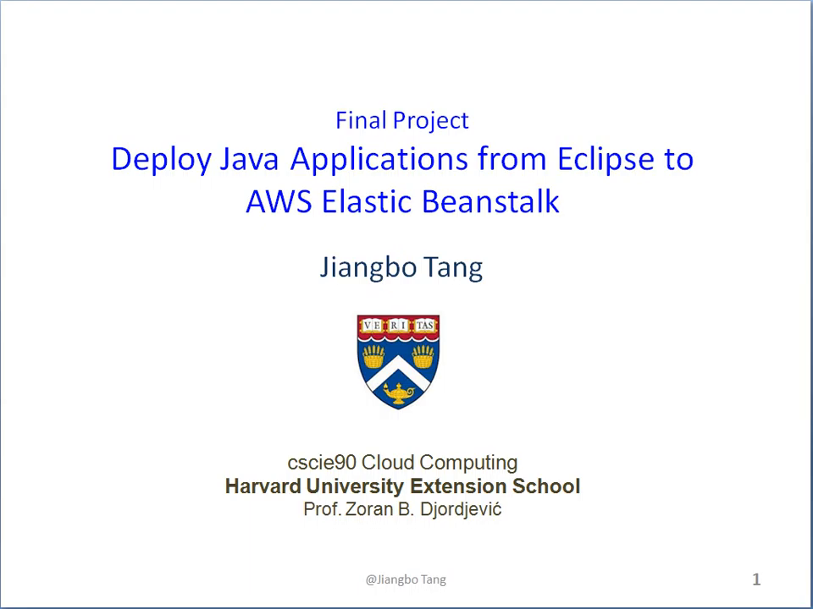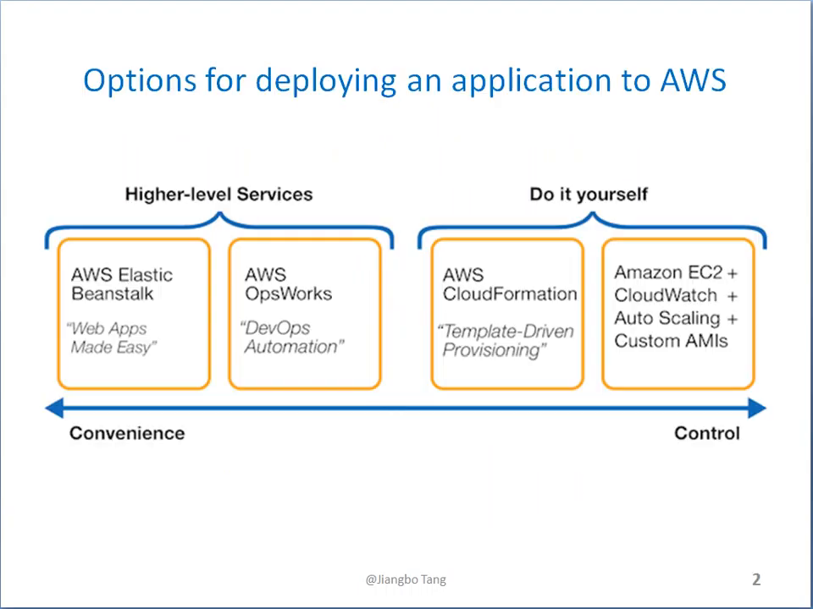I'm going to talk about how to deploy a Java application from Eclipse to AWS Elastic Beanstalk. As Professor Zara mentioned in lecture 12, there are a couple of options we can use to deploy an application to AWS. One of them is AWS Elastic Beanstalk.